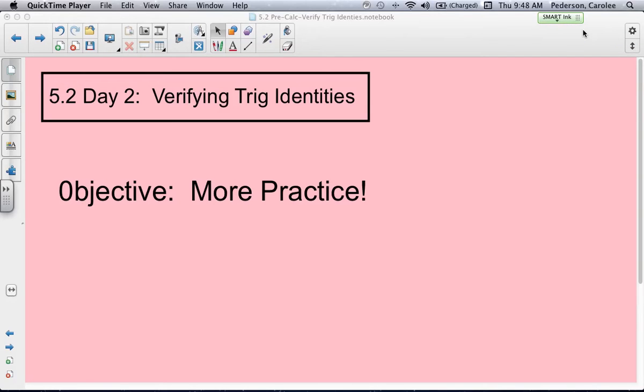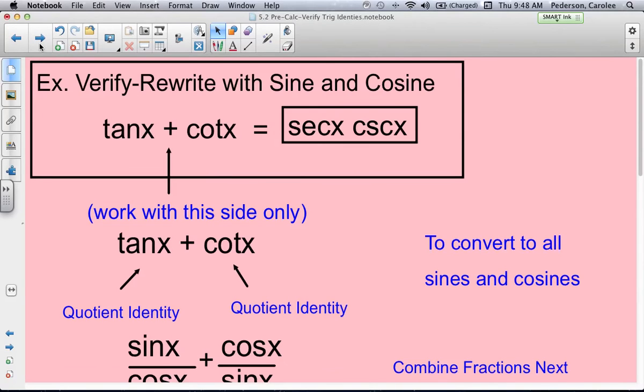This is 5.2, day 2, part 1. We're going to continue with 2 more examples where we verify that the left and the right side of the equations do in fact equal each other using our identities from our gold sheet. Here's our first example.